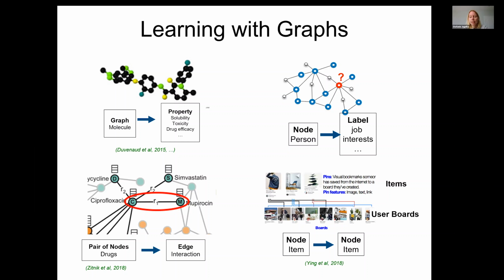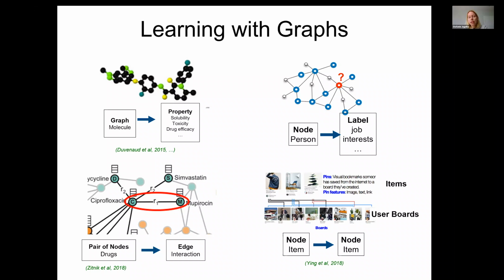And a final example are recommender systems. In this case, my graph is a bipartite graph. One side is the users and the other side is the items that users can choose. Given that the user has chosen a certain item, I would like to predict whether the user would choose specific other items as well. So here I'm trying to predict essentially from nodes to other nodes.